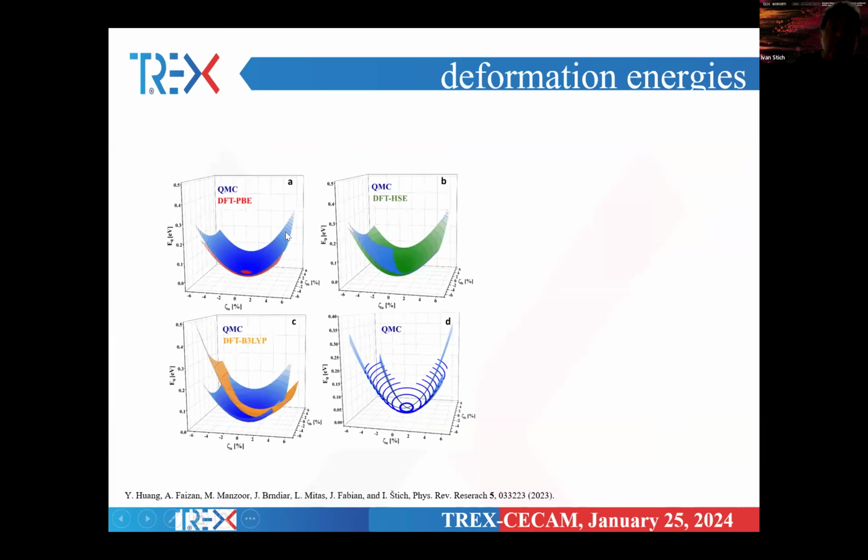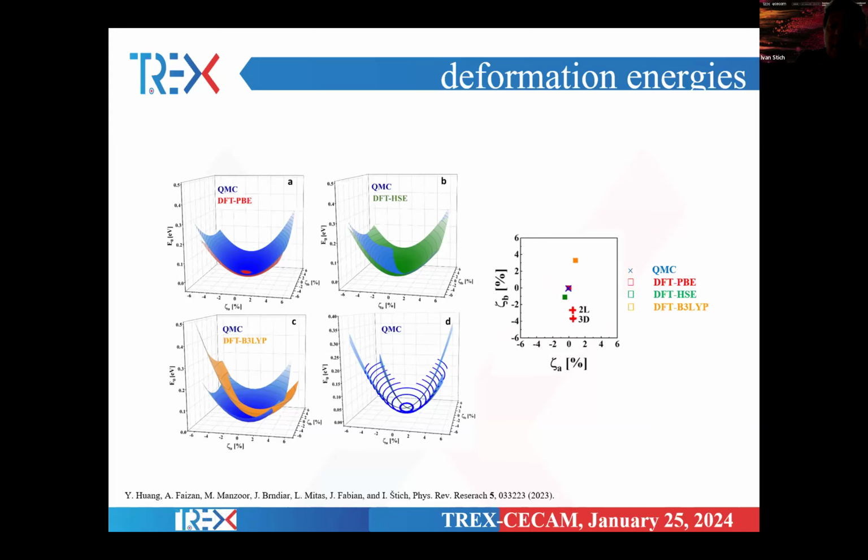So this is comparison of QMC with PBE that agrees pretty well, but the other functionals may not agree that well, such as, for example, this B3, which is partially due to the disagreement in the lattice, but also the curvature is much larger here.